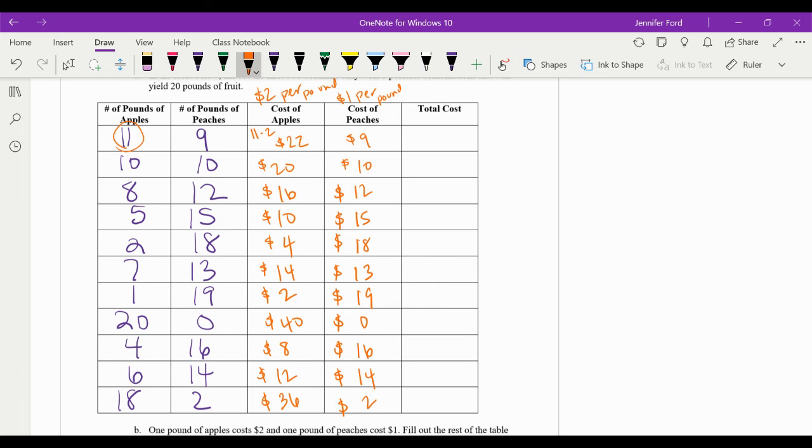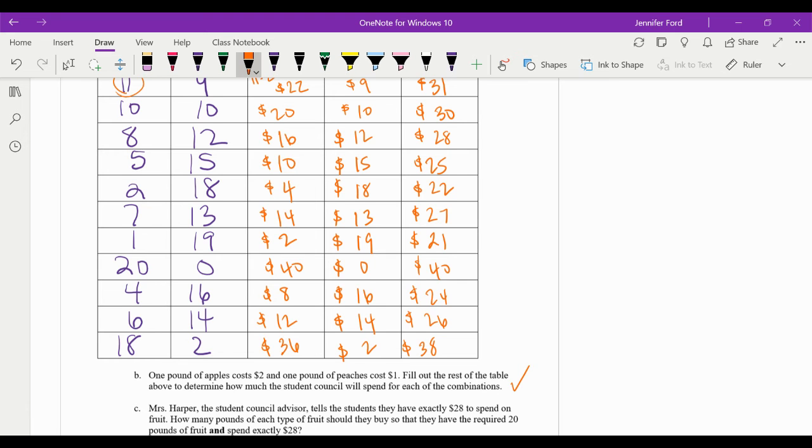So then the total cost, 22 plus 9 is 31. This is 30. This is 28. That's 25. 22. 14 and 3 is 27. 2 and 19 is 21. Okay. All right.